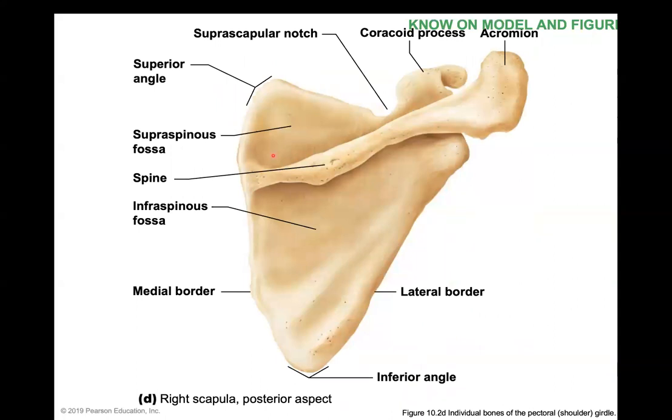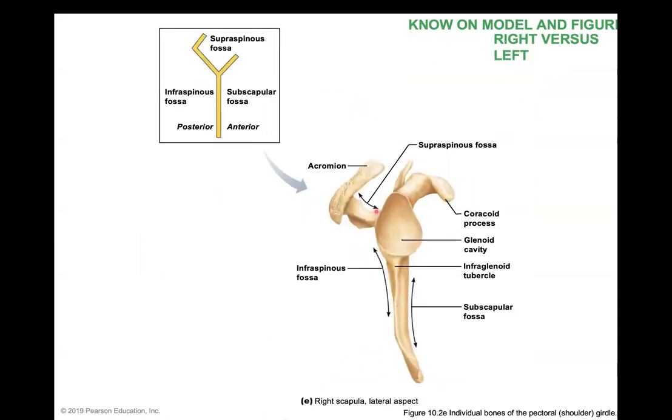Here is a posterior view of the right scapula. Again, you can see the acromion process, the coracoid process, the medial and lateral border, and some of the other markings on the scapula. Make sure you guys look over this a few times and can identify the different portions of the scapula. Here is another view of the scapula looking directly on the side into the glenoid fossa or the glenoid cavity. Again, make sure you guys review these images and can identify the parts of the scapula.